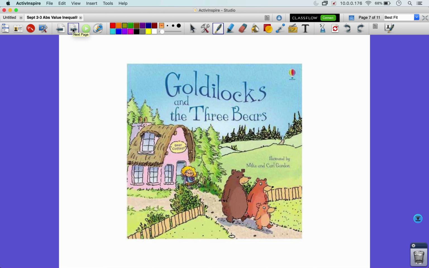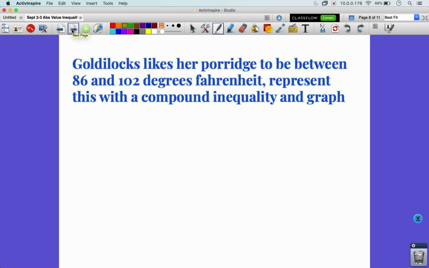All right, let's talk about Goldilocks and the 3 bears. What does Goldilocks find when she goes into this mysterious cabin in the woods? Well, a variety of things from chairs to beds, but she also finds porridge. Now, Goldilocks is very particular about her porridge. We're going to say that she wants it to be specifically between 86 and 102 degrees Fahrenheit.